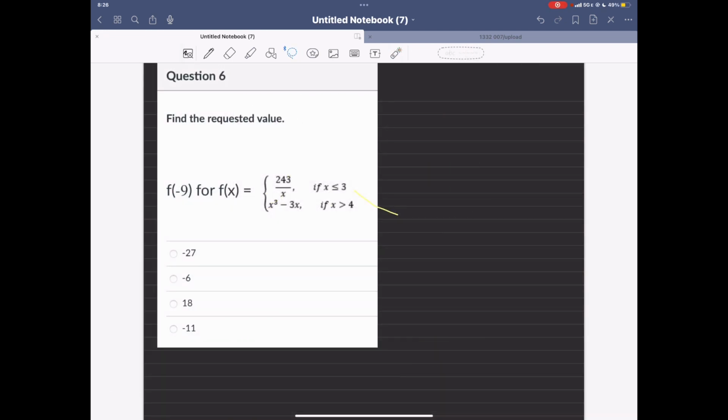Find f of negative 9 for f of x equals the piecewise function: 243 divided by x, or x to the third minus 3x. So you have to substitute this negative 9 for x, and you have to see where the inequalities are true or false. So we're going to go ahead and do that. Again, we know that x equals negative 9. We're checking for true or false of the inequality.